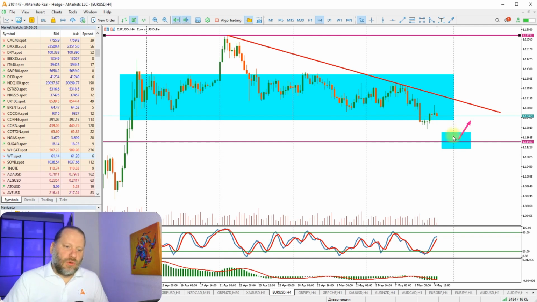So what about the euro? We're in a downtrend, right? But as soon as the price reaches the mirror support line, I expect growth. That's my prediction. Let's look now at the other currency pairs.